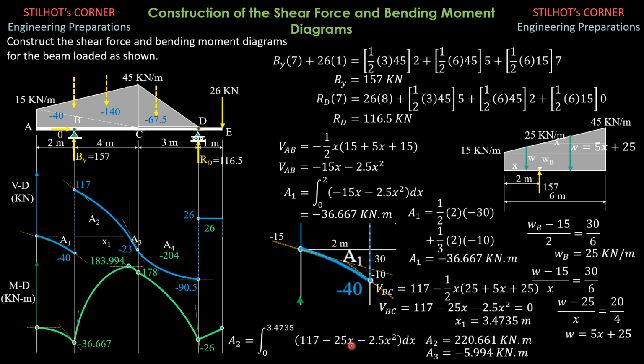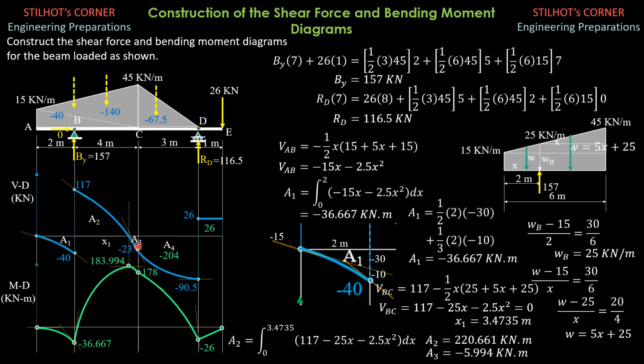minus 25x, then minus 2.5x squared, and you will get area 2 as 220.661 kilonewton meter. Then area 3, same equation, 117 minus 25x minus 2.5x squared, but the limit should be from 3.4735 to 4, and you will get negative 5.994 for that area 3 there.